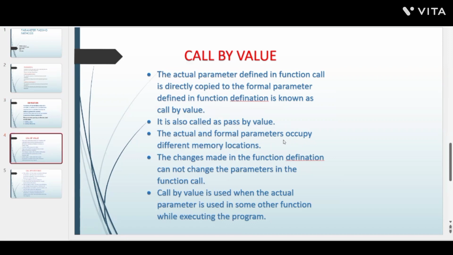The actual and formal parameters occupy different memory locations, and they both have different addresses. The changes made in the function definition cannot change the parameters in the function call. That means if the formal parameter in the program is changed, it does not affect the main function. That means the actual parameter is not changed. So whenever we need to use the actual parameter somewhere else in the program for any function, we use this call by value method.